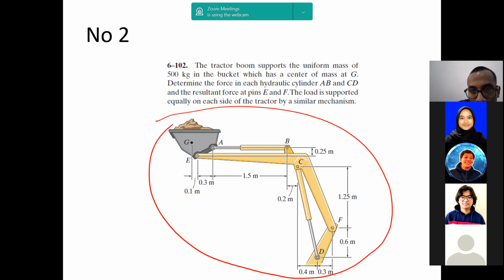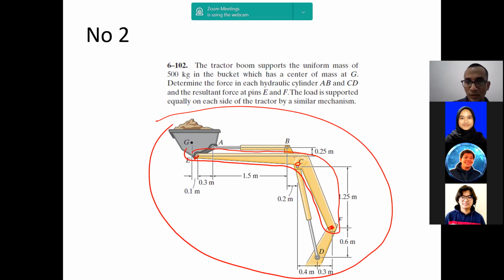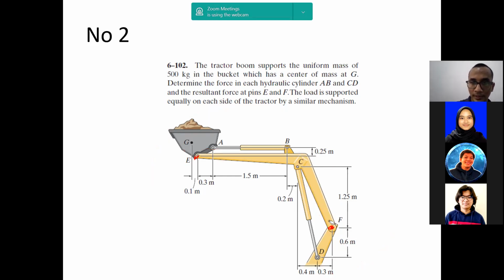Actually, this one, okay, ECF. You can see here, it's one long member, Randy. There is a pin here, there is a pin here, and there is a pin in the middle as well. So it's not a two force member. What did I tell you about a two force member, Randy?